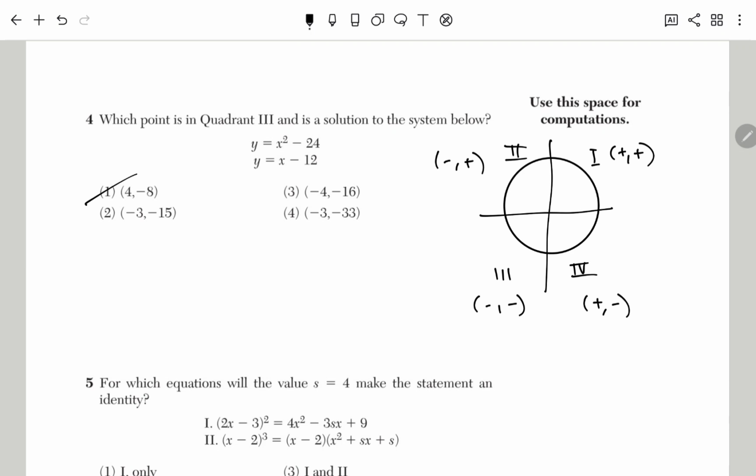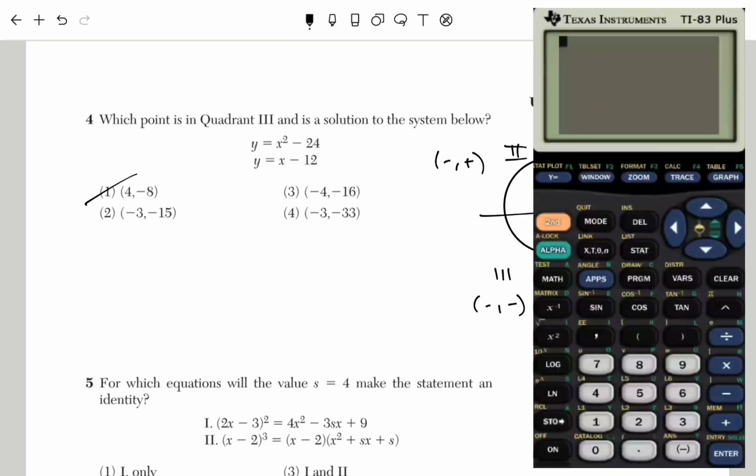Now, how do I know which answer it is out of 2, 3, and 4? Your calculator. So what you're going to do is go to your calculator. You're going to go to y equals, and type in your equations, x squared minus 24 and x minus 12. So x squared minus 24 in y1, and y2 is x minus 12. Then I'm going to graph.